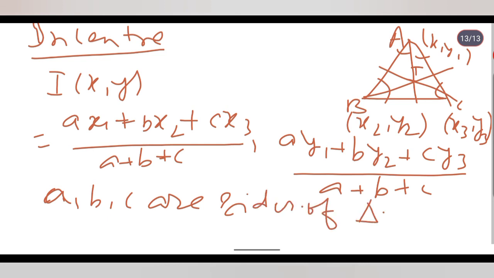ओके, इन सेंटर के बारे में हमने समझा कि इन सेंटर क्या है. इन सेंटर इज द एंगल बाइसेक्टर meeting point. Okay, and small a, b, c are the sides. Okay, now move to the next point, that is locus.